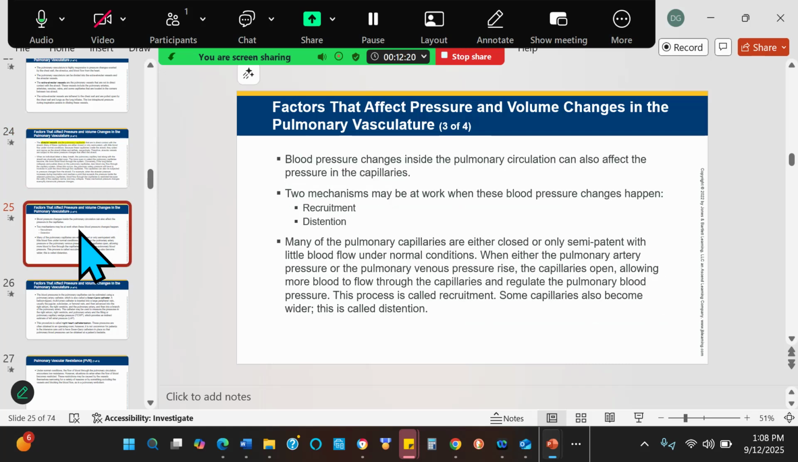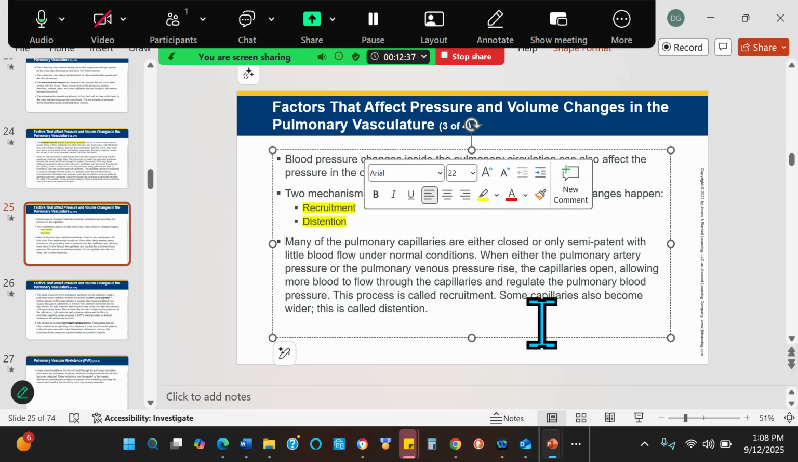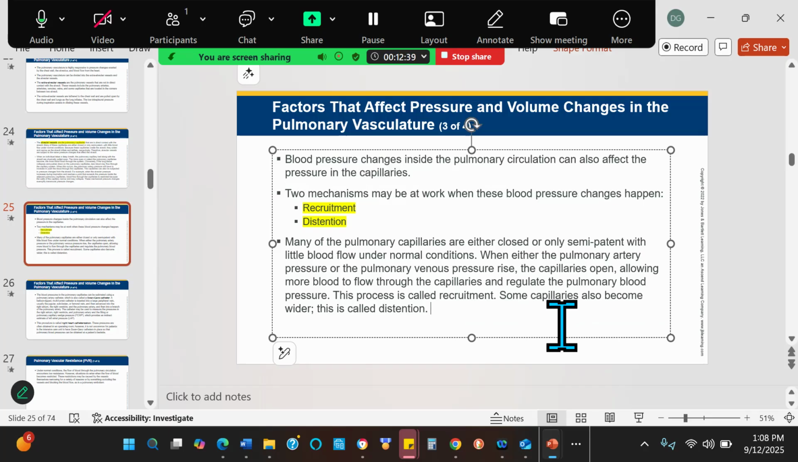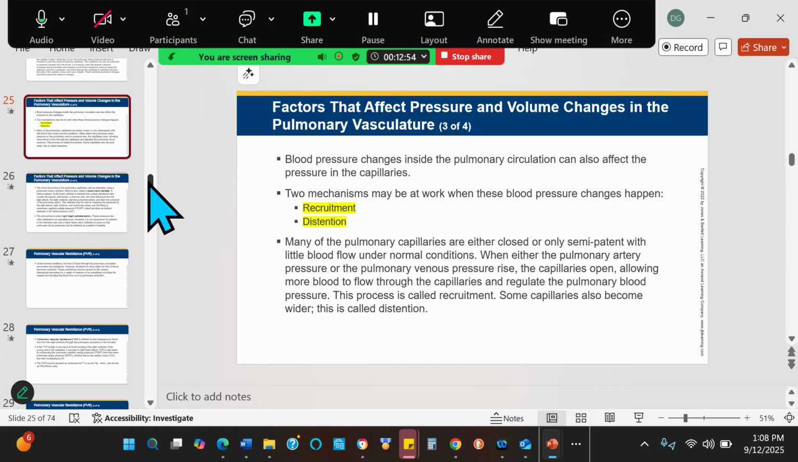Certain things can cause interference with that. For example, pulmonary fibrosis thickens the membrane so that oxygen does not diffuse as well as it should. Mechanisms may be at work when blood pressure changes, and those are recruitment and distension. We can work on both of them, but basically what we want to do is open up blood vessels so the blood can flow more easily, unless the patient is in shock, meaning very low blood pressure. In that case, we want to constrict the blood vessels to raise the blood pressure.